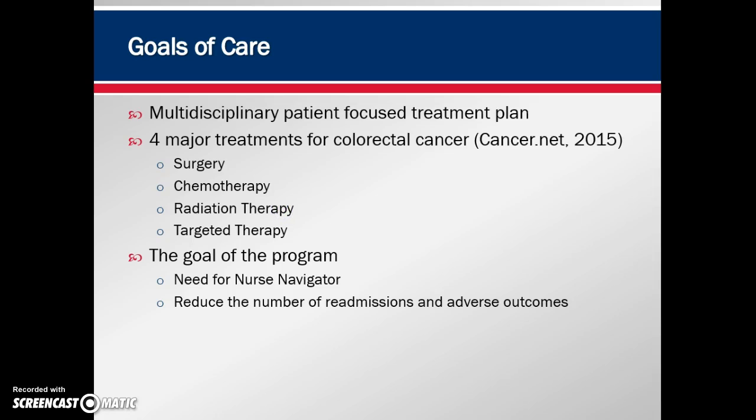Development of a multidisciplinary, patient-focused treatment plan is necessary with this population, as it often takes several different treatments to treat the patient properly. The 4 major treatments for colorectal cancer are surgery, chemotherapy, radiation therapy, and specific targeted therapy. Surgery is the most common treatment for most early stages of colorectal cancer. The goal of the treatment is the removal of the tumor and some of the surrounding healthy tissues and/or lymph nodes to treat the cancer and prevent the spread to other tissues.